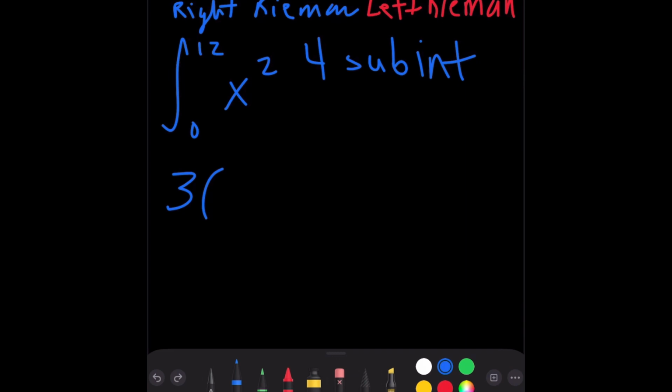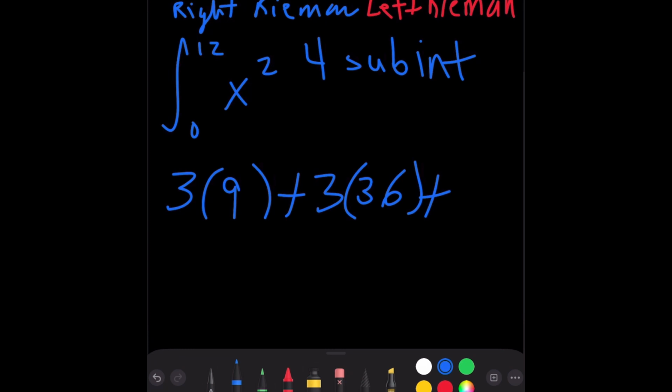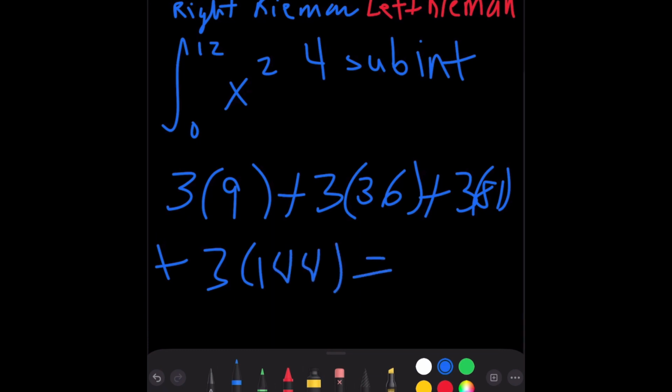So we do 3 times 9 plus 3 times 36 plus 3 times 81 plus 3 times 144, which we would get 810 for our right-Riemann sum from 0 to 12 of x squared.